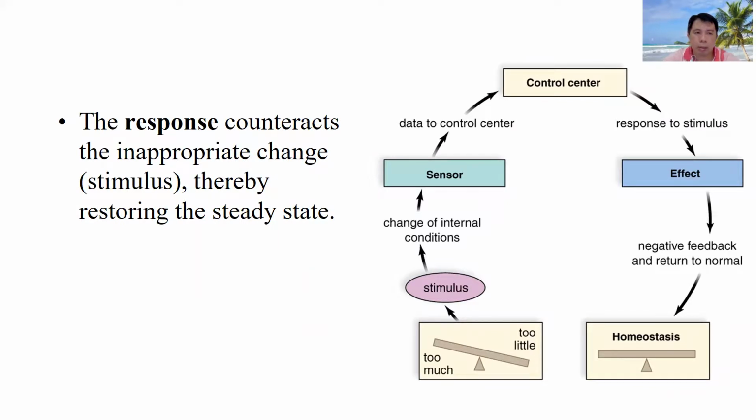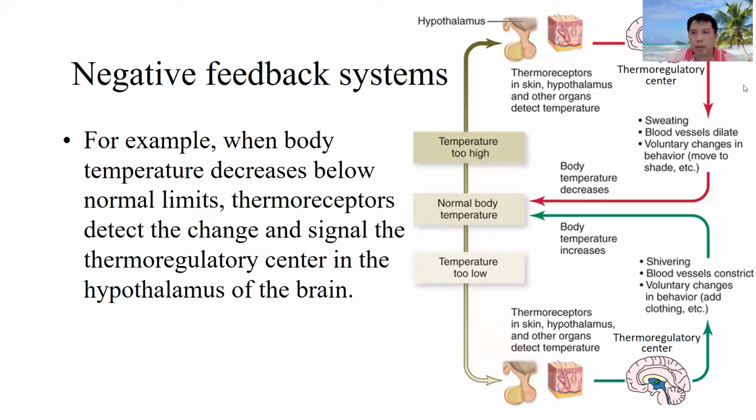So the response counteracts the inappropriate change, which is the stimulus just now, by restoring the steady state. Now we look at the negative feedback system. For example, when body temperature decreases below the normal limit, the thermoreceptors detect the change and signal the thermoregulatory center. Thermoreceptors are found in the skin and also in the hypothalamus. The thermoreceptors in the skin detect the change of temperature in the external environment, whereas the thermoreceptors in the hypothalamus detect the core body temperature, for example the blood temperature.